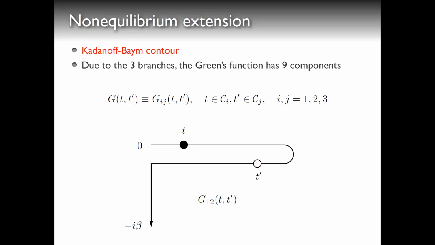For example, the component G12, where the annihilation operator is on branch 1 and the creation operator is on branch 2, is different from the component G21, where the annihilation operator is on branch 2 and the creation operator is on branch 1. Because if we think in terms of the contour ordering, you can see that in this case, the black dot comes before the white dot, and in the other case, the black dot comes after the white dot. So these are two different Green's functions.